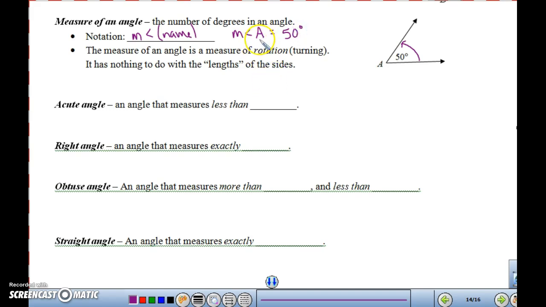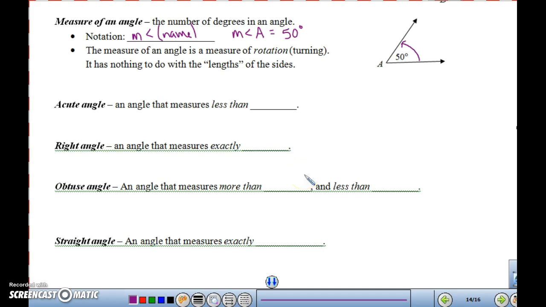The name of this angle is angle A because A is its vertex, and it's 50 degrees because that's how much it opens. Now, it also says here the measure of an angle is a measure of rotation or turning. It has nothing to do with the length of the sides. This side is not 50, this side is not 50. This says this angle opens 50 degrees. You are rotating from here to here 50 degrees. So be very careful about that. So the little m in front just means measure of the angle equals 50 degrees.